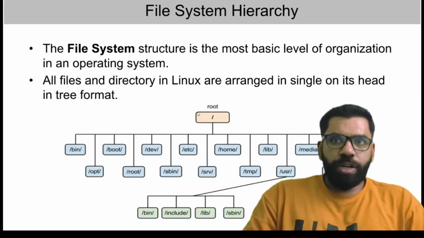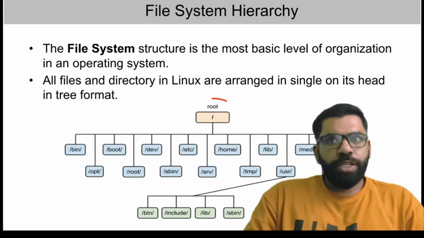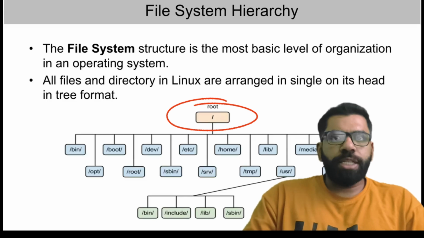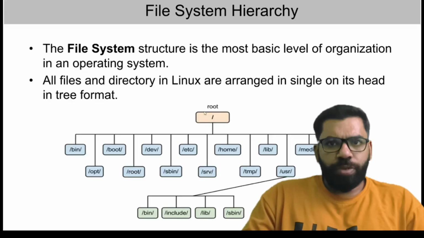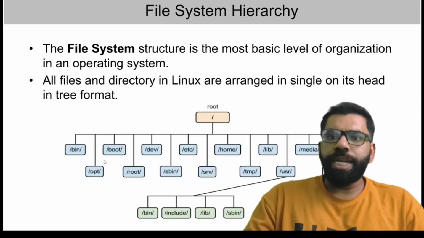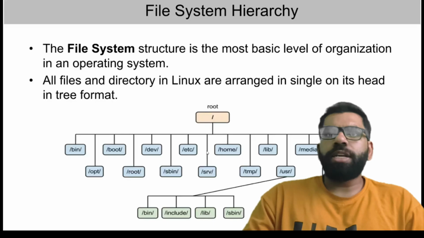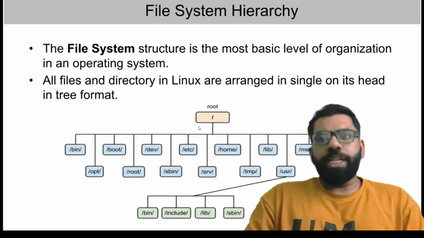In the file system hierarchy, all the files and directories are connected with a parent directory. So here we have the root directory, that's the parent directory, and all the other directories like boot, etc, all the OS files, all the OS directories, and any directory which you create, any partition which you create, any device file, any process file, are connected with this parent directory. That is called the file system hierarchy.